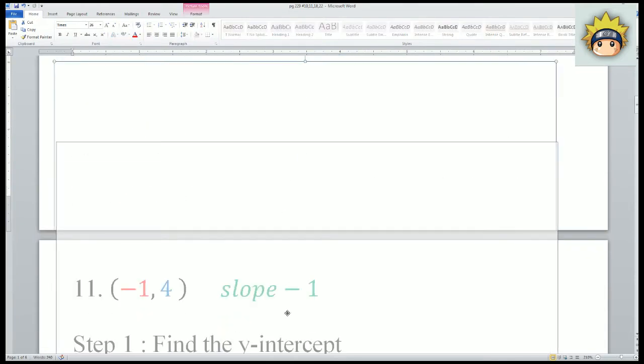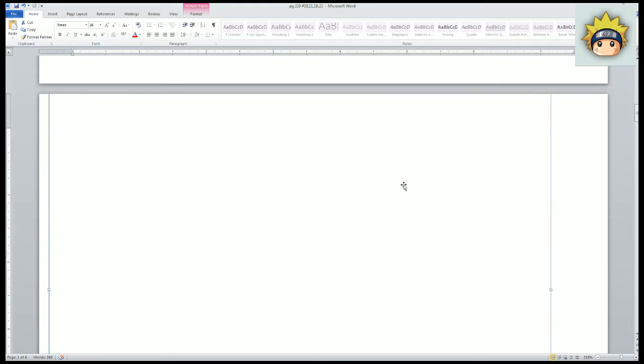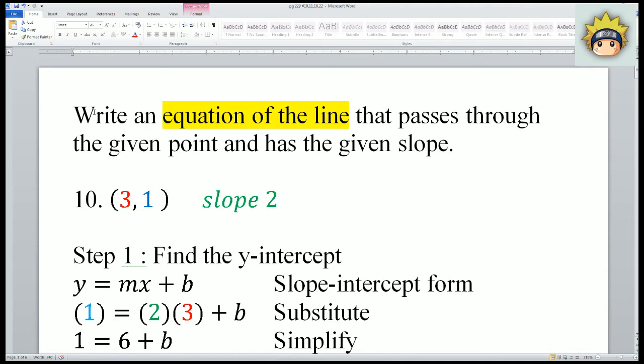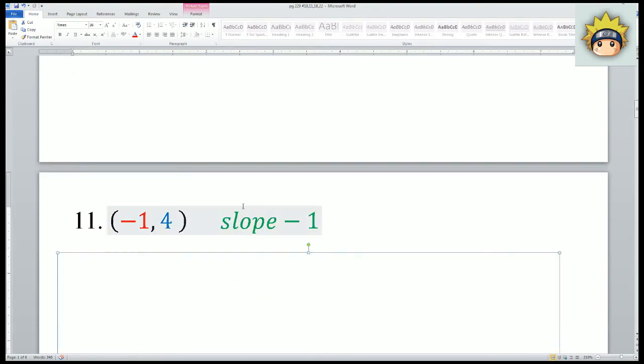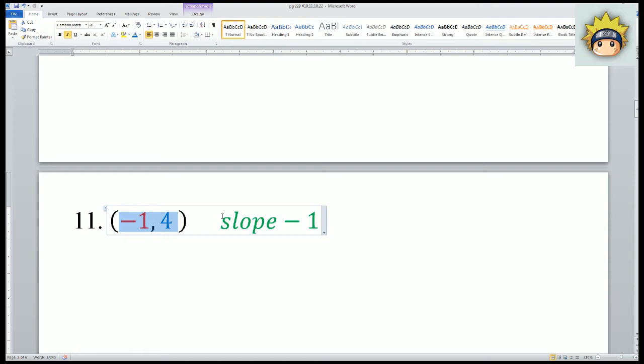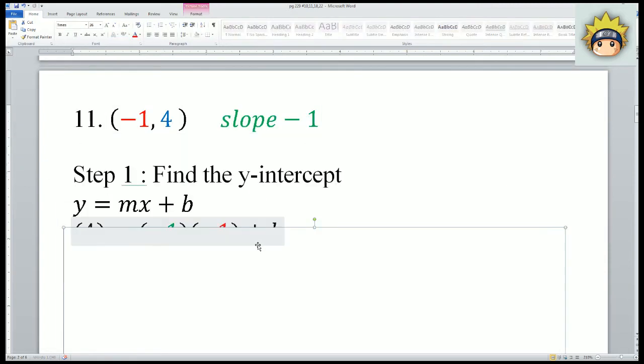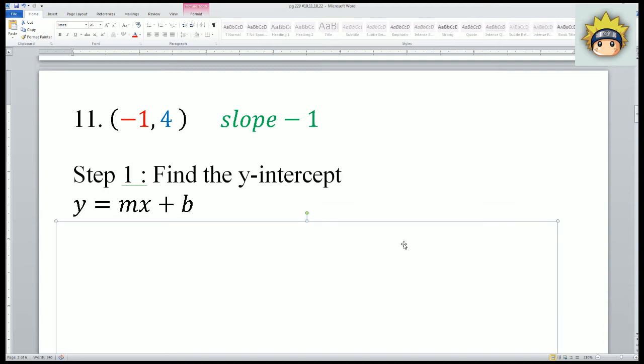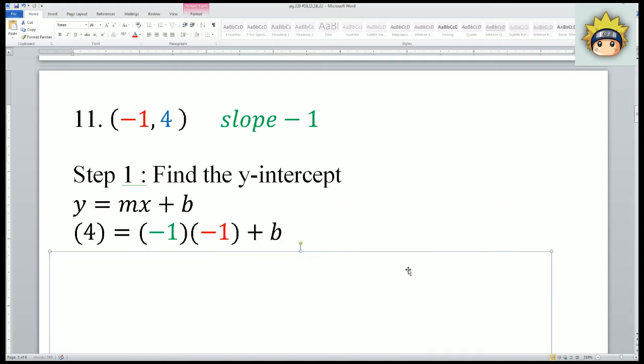Next, I have 11. 11 gives me the same directions. Write an equation of the line that passes through the given point and that has the given slope. Okay, I have my point here and I have my slope. My first step is to always find the y-intercept because I already have the slope. To find the y-intercept, I make my substitution into slope-intercept form.